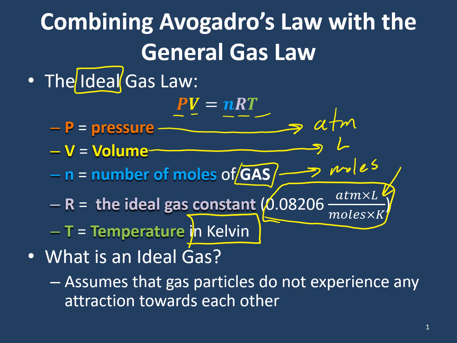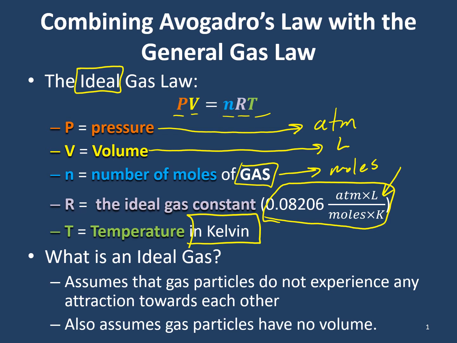And that's a pretty good assumption under most conditions. We'll talk about conditions where gases do not behave ideally. Most of the time, gases that we work with in the lab are very close to ideal gases, close enough to where we can just assume they're behaving ideally. The second assumption is that gas particles have no volume in comparison to the container that they're in.